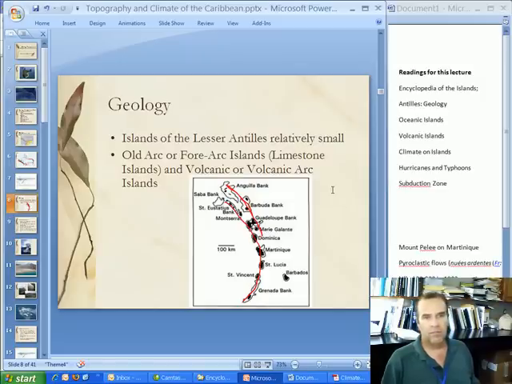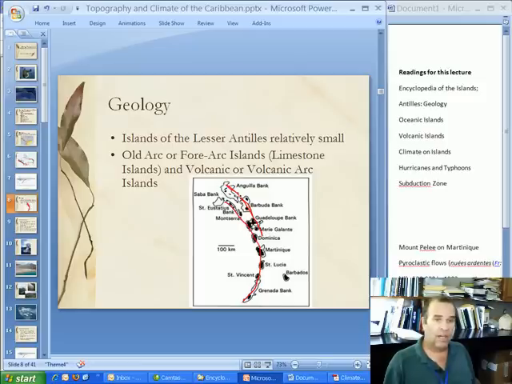All right. So, what sort of islands do we get? We get volcanic islands mostly. Barbados is an exception, and I'll talk a bit about that in a minute. But the majority of the islands are volcanic arc islands. Now, there are two distinct arcs in the Lesser Antilles. There's the inner arc, or the current volcanic arc, and there's also an outer or old volcanic arc, also known as a forearc.